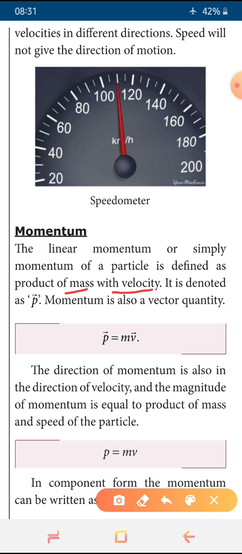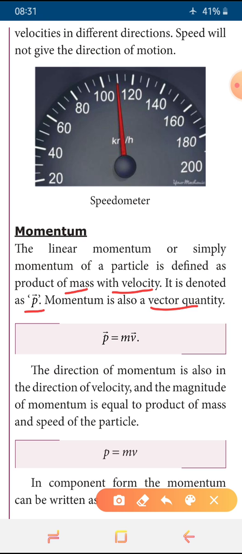We have angular momentum also, which we will study later in this unit. So here we are studying linear momentum. When I take angular momentum, if this question is asked, you should be ready to answer it. Linear momentum we can define as mass into velocity. The product of mass into velocity is called linear momentum, denoted by the letter p vector. It is the symbol for linear momentum, and it is also a vector quantity.